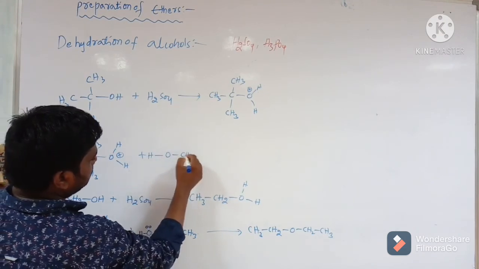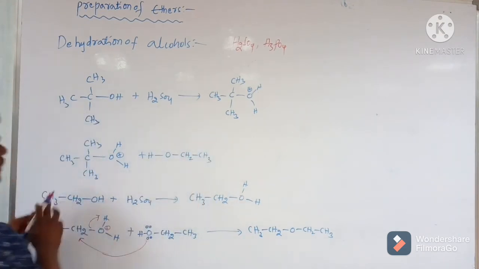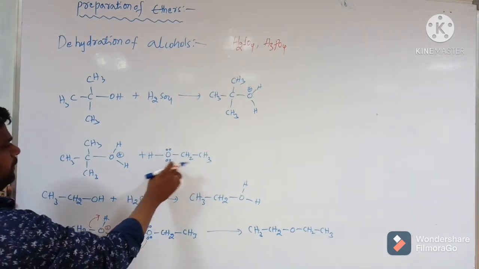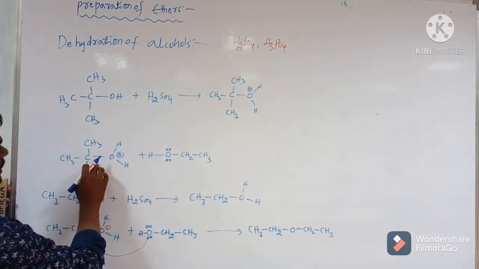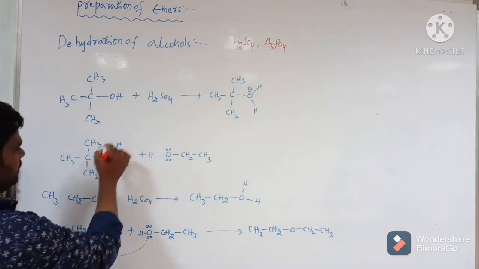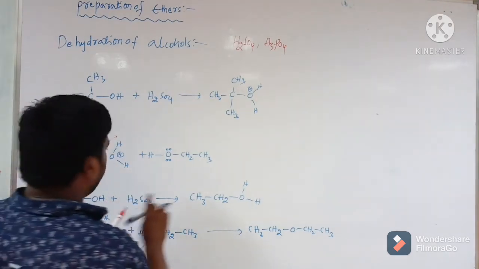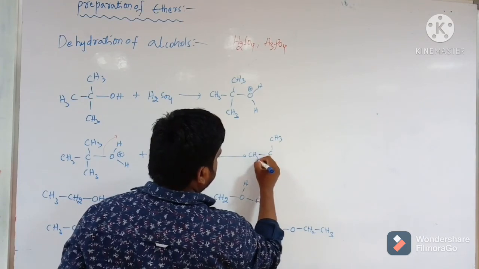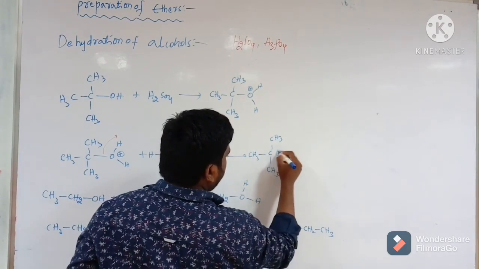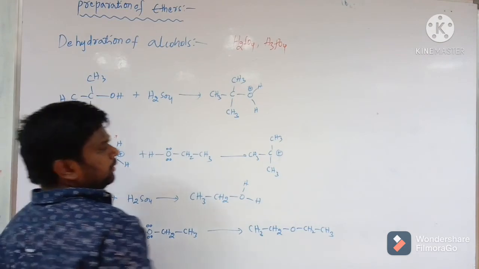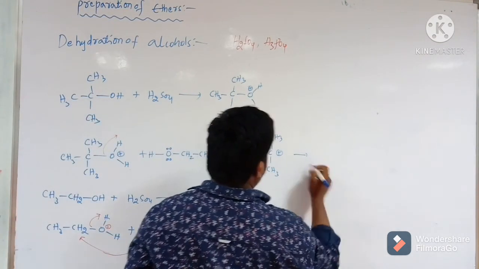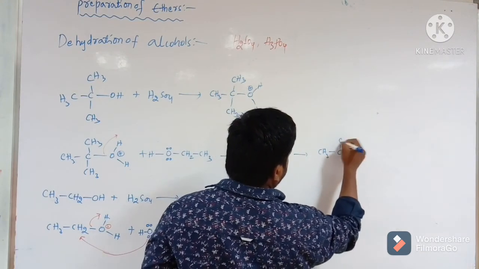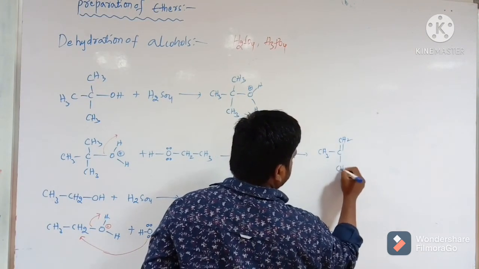For example, consider the substitution of this alcohol on this tertiary alcohol. After the liberation of this group, it is going to stabilize as a tertiary carbocation. That is the reason the SN2 substitution pathway does not take place, because the tertiary carbocation formed is more stable. So it is converted to CH3 CH2 double bond CH3. Alkenes are the products.